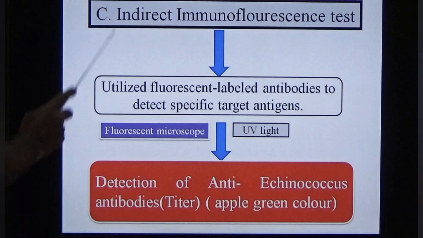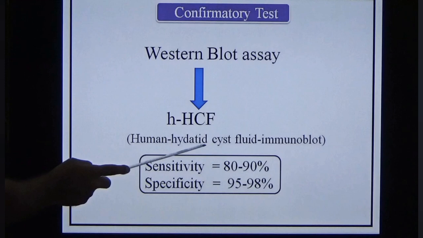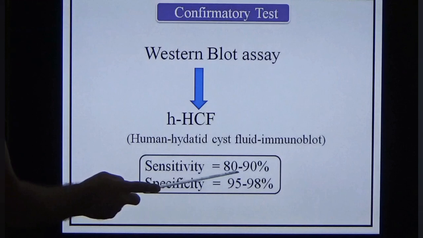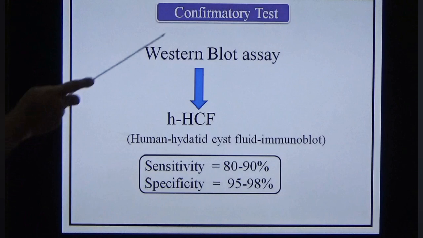The confirmatory test is the Western blot method, the HCF, that means human hydatid cyst fluid immunoblot. This is a very important confirmatory test because sensitivity is again 80 to 90% and specificity is 95 to 98%. So it is able to confirm Echinococcus granulosus infection. That is the Western blot investigation, the confirmatory test. Okay, that's about the serodiagnosis.